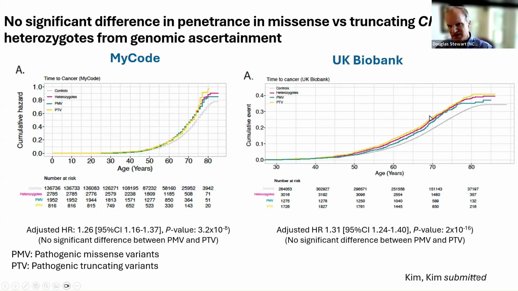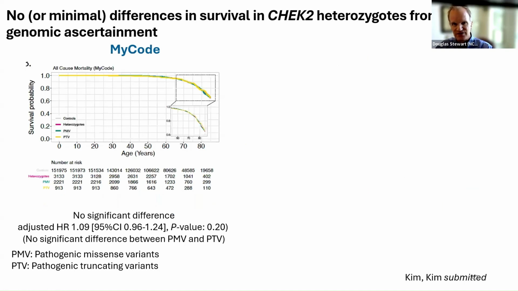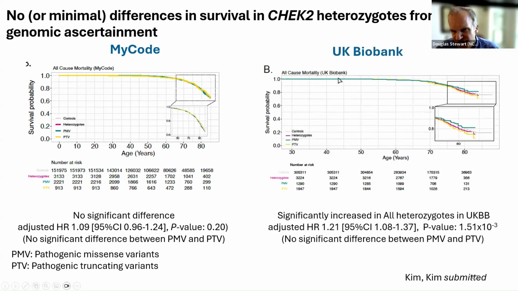And you can see the same thing in the UK Biobank. Clearly significantly earlier cancer, but the differences between missense and truncating variants are not apparent in this study. The other thing is we can look at survival, and we did not see a difference in survival in CHEK2 heterozygotes versus controls in my code, and you can see they overlap with controls up to over age 80. There is a significant difference in UK Biobank, but it tends to be in the last decade of life or so, and doesn't really diverge until sort of the late 70s.